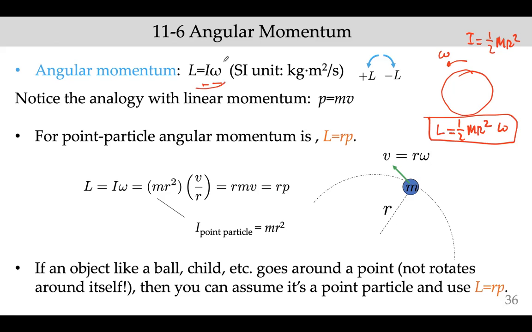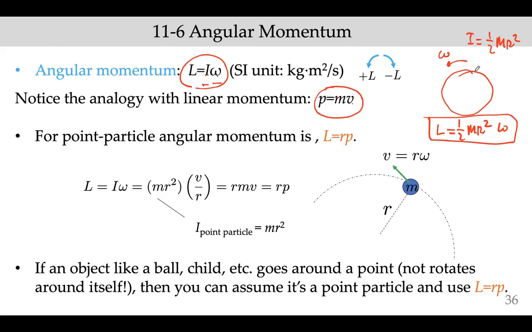And also notice the analogy between the angular case and the linear case. Instead of mass, I have angular mass or moment of inertia. Instead of linear velocity, I have angular velocity or angular speed. Okay, so we have two options that we will see in the following slides.